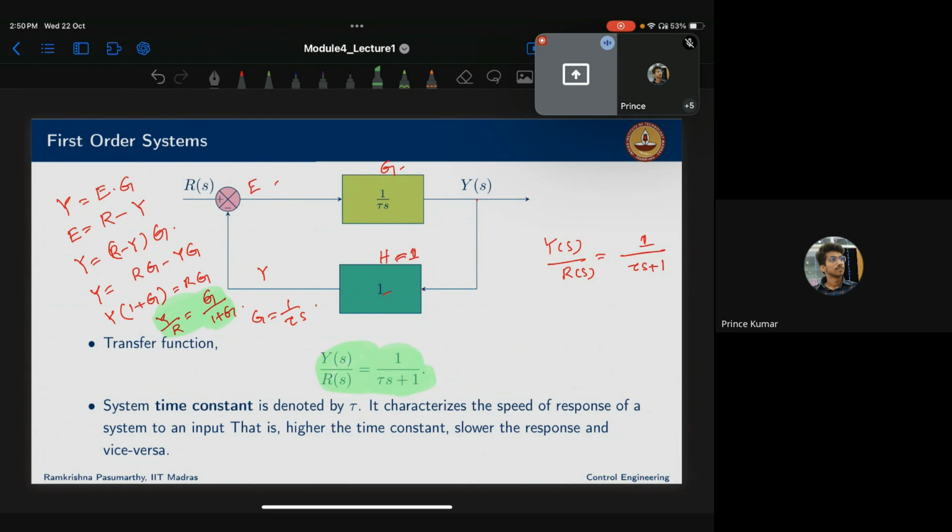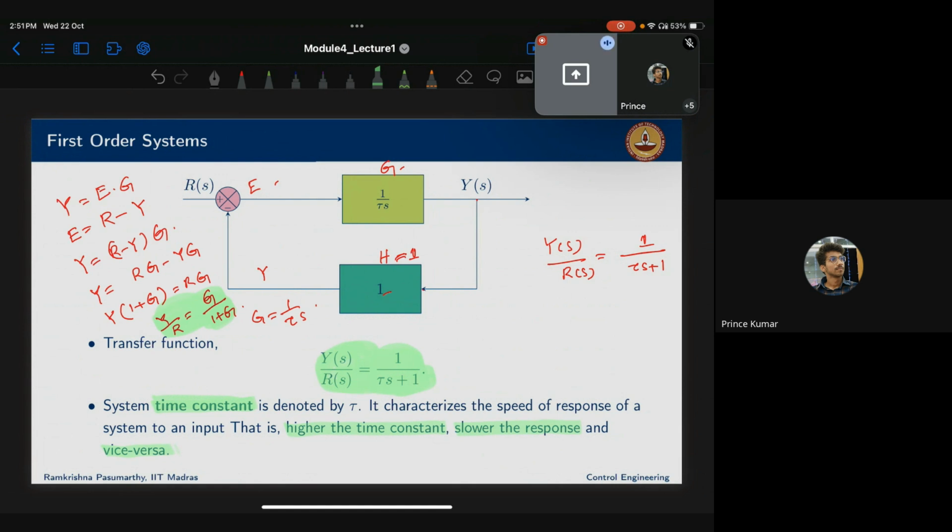Here the tau, what we call is the time constant of the circuit. Basically that tau characterizes the speed of the response to a particular input. So if your time constant is very high, you'll have a slower response, so it reaches the steady state very slowly. If the time constant is very small, you'll have a faster response, and vice versa. So it always defines how fast or how slow your response is.